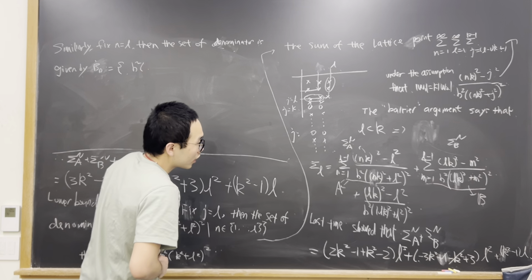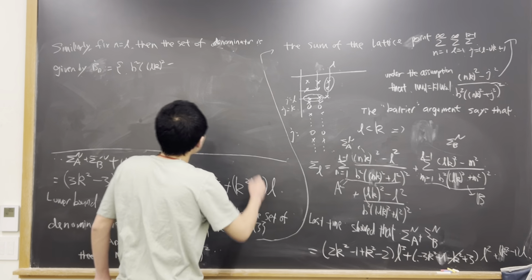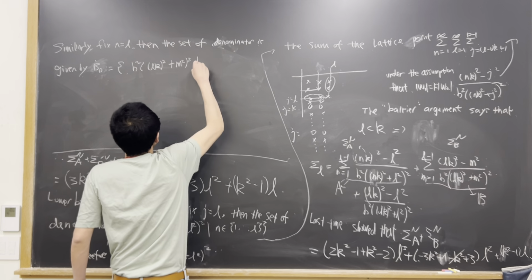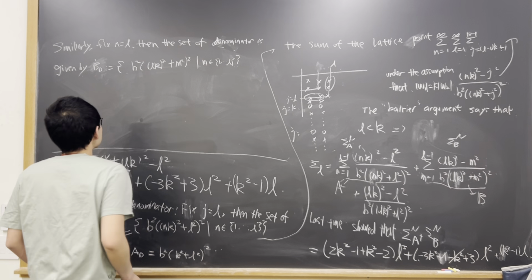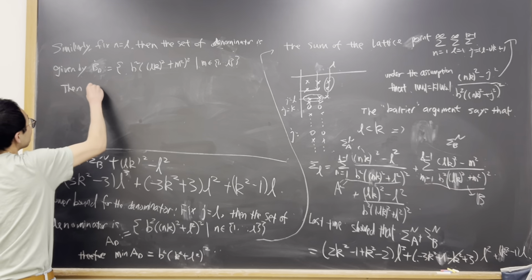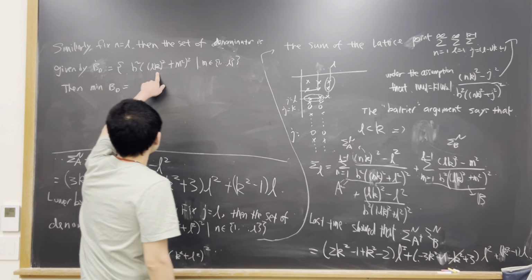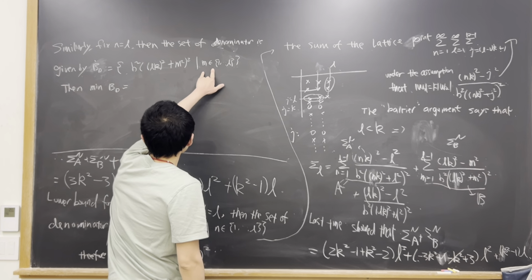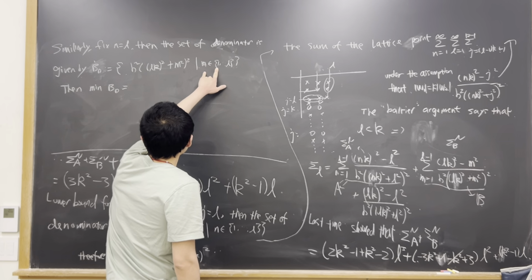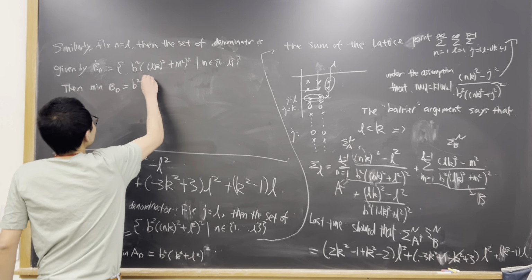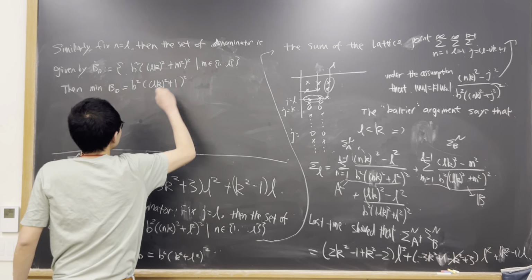So b squared times lk squared, then plus m squared, and then where m runs from 1 to L. So in this case, we have the minimum of this set, which is the element that's less than or equal to any other element, which is given by m equal to 1, times lk squared plus this is 1 squared.